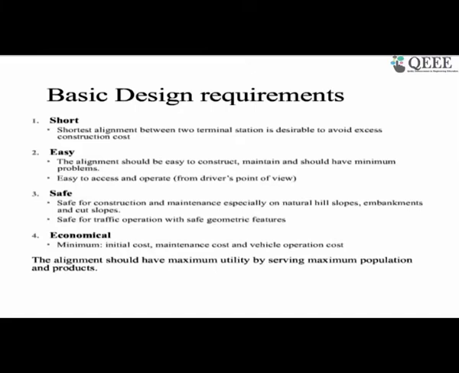So we need to have this alignment easy, in a way that it is easy for construction, easy for operation, easy for maintenance, and so forth. When we say easy, suppose you are constructing a roadway through a hilly terrain, and you constructed it in the first go, and then there are side slopes which need frequent maintenance. So it's not easy for maintenance, because if you need frequent maintenance, your maintenance cost is going to increase.